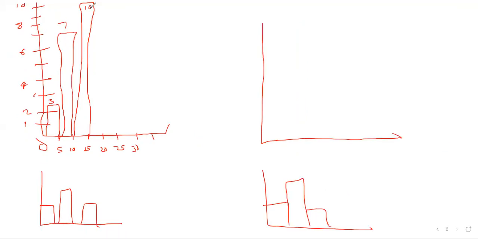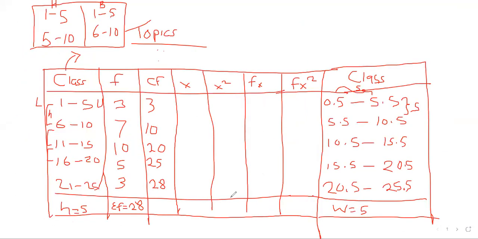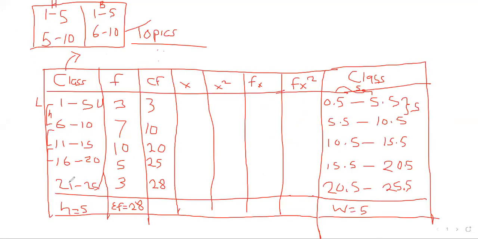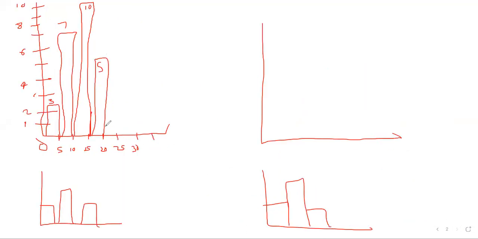Then we go to the next one, which is 16 to 20, it's 5. So 5, there's a space there of 1. 5 is somewhere here. Then we have 21 to 25, it's 3. 3 somewhere here.